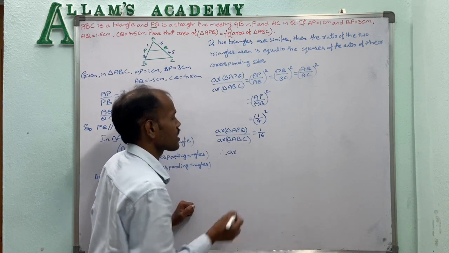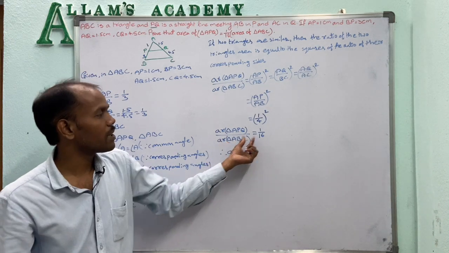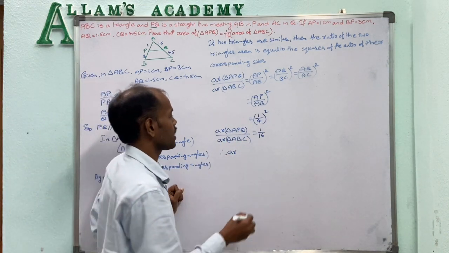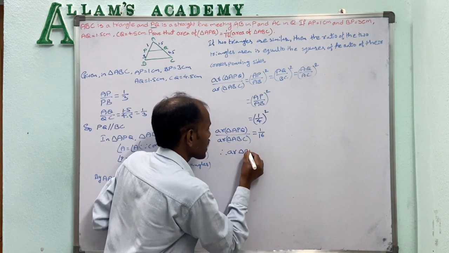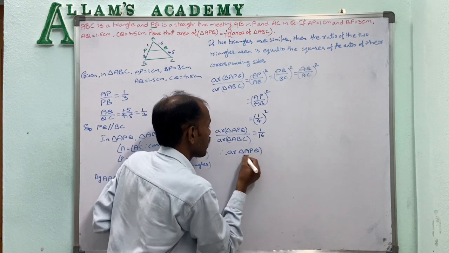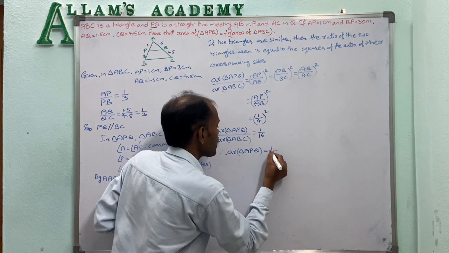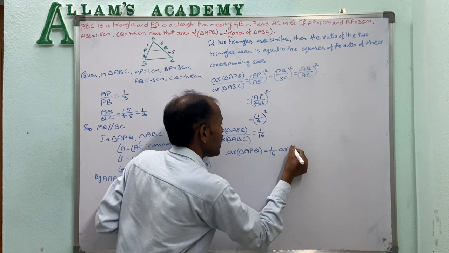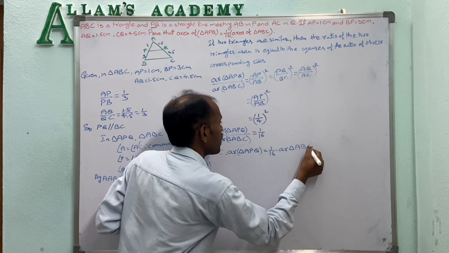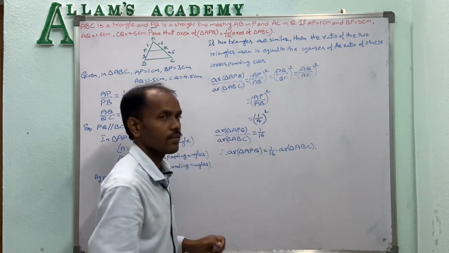Therefore, for our answer, the denominator is transferred to that side, that is multiplication. Area of triangle APQ equal to 1 by 16 area of triangle ABC. Okay.